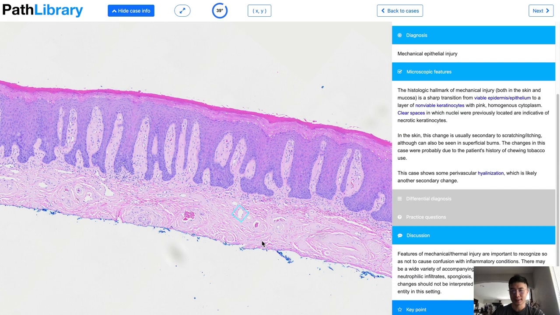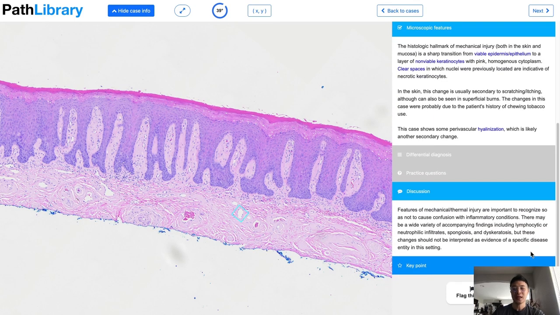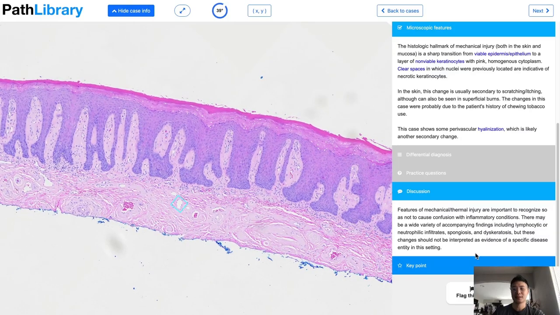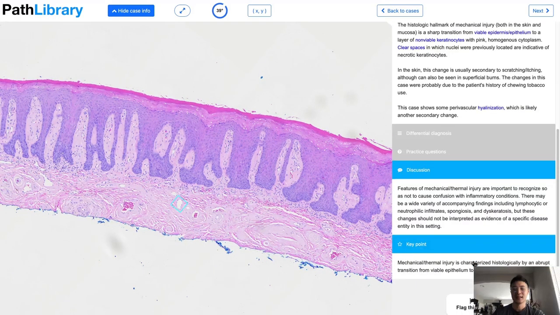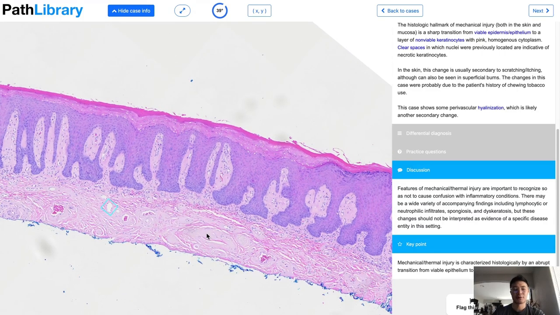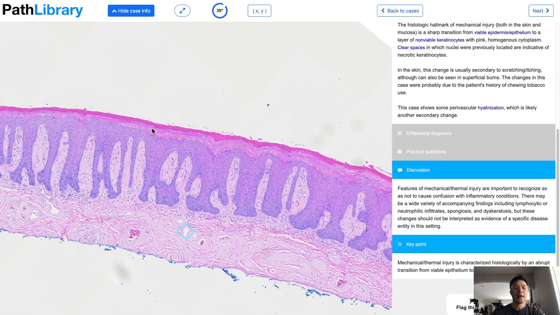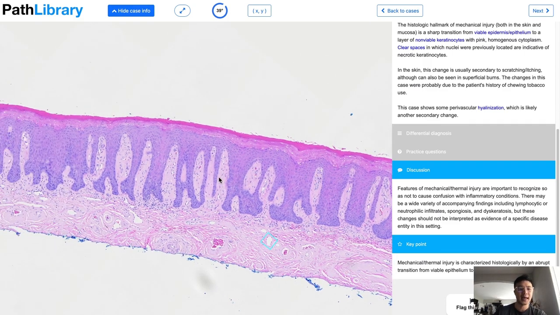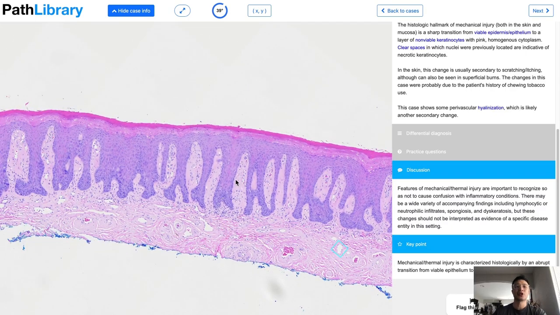like I had mentioned, psoriasis. There may be a wide variety of accompanying findings including lymphocytic or neutrophilic infiltrates, spongiosis, and dyskeratosis, but these changes should not be interpreted as evidence of a specific disease entity in this setting. Mechanical thermal injury is characterized histologically by an abrupt transition from viable to fibrinoid necrosis. Now, if the whole epidermis was necrotic, then you would want to think of a more serious and sinister etiology like toxic epidermal necrolysis, on that spectrum with Stevens-Johnson syndrome.